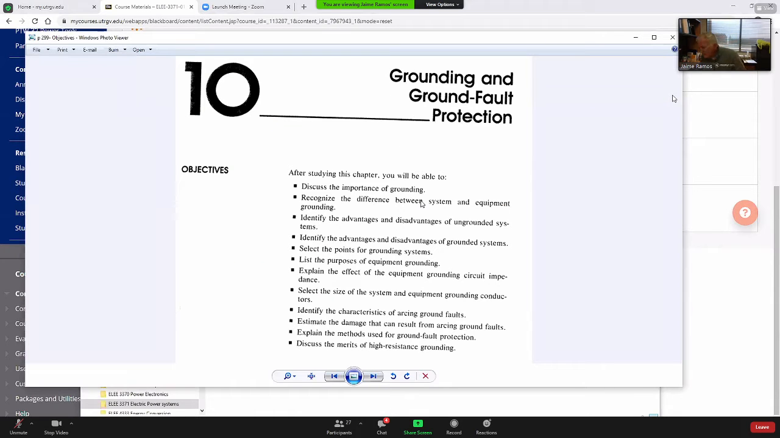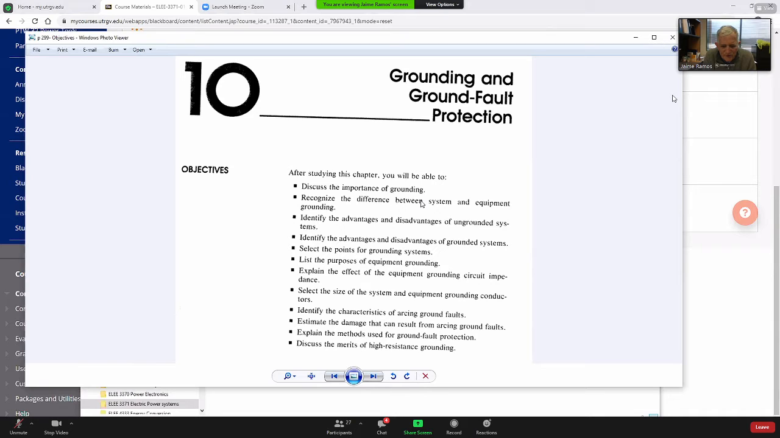Chapter 10, grounding and ground fault protection. After studying this chapter, we will be able to discuss the importance of grounding, recognize the difference between system and equipment grounding. So pay attention. System and equipment grounding.